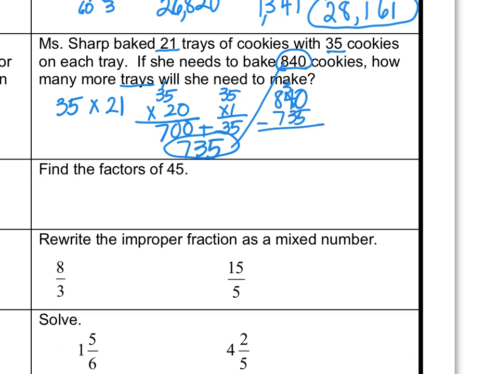0 minus 5, can't do it. 10 minus 5 is 5. 3 minus 3 is 0. 8 minus 7 is 1. But it doesn't say how many more cookies does she need to make. It says how many trays.